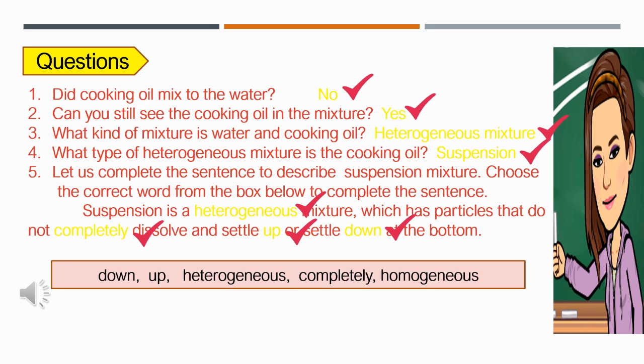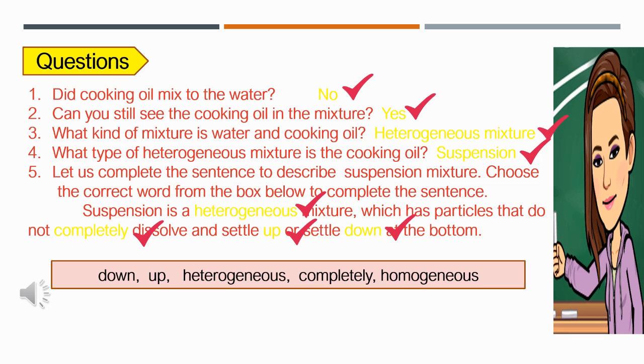Okay, let us check your answer. Question number 1. Did cooking oil mix to the water? No. Correct. Question number 2. Can you still see the cooking oil in the mixture? Yes. Correct. Question number 3. What kind of mixture is water and cooking oil? Heterogeneous mixture. Correct. Question number 4. What type of heterogeneous mixture is the cooking oil? Suspension. Check.